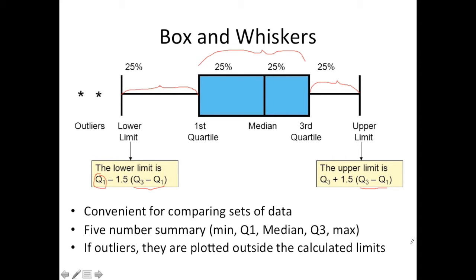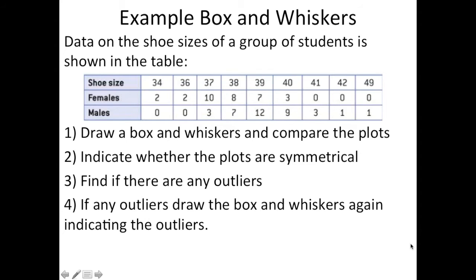Okay? Let's take a look at an example where we use box and whiskers. It says data on the shoe sizes of a group of students is shown in the table. So I have shoe sizes 34, 36, 37, 38, 39, 40, 41, 42, and 49. And these are the amount of females that have these shoe sizes, and these are the amount of males that have these shoe sizes. Okay? The question says, draw a box and whiskers and compare the plots. Indicate whether the plots are symmetrical. Find if there are any outliers, and if there's any outliers, redraw your box and whiskers, indicating the outliers.